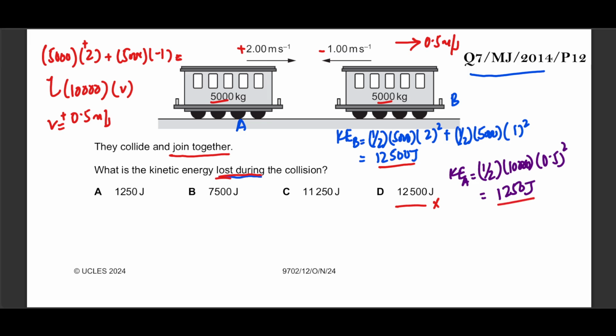If you want to find how much was lost, you simply take the difference. So this will be 12,500 joules minus 1250 joules present amount. We are left with 11,250 joules being simply lost to the surroundings. So this will be option C.